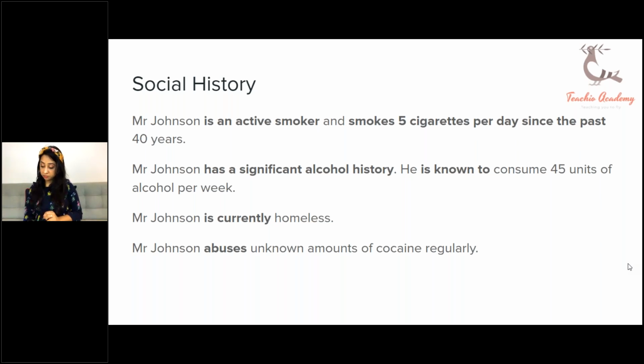So Yash has asked, Mr. Johnson is an active smoker and has been smoking 5 cigarettes per day for the past 40 years. That's fine. Manpreet has asked, can he write around 5 cigarettes? You can write that, Manpreet, around should be fine. But sometimes smokers are quite specific as to the amount of cigarettes they smoke. So even if you write 5 cigarettes per day, that's fine. Around 5 cigarettes is also fine.